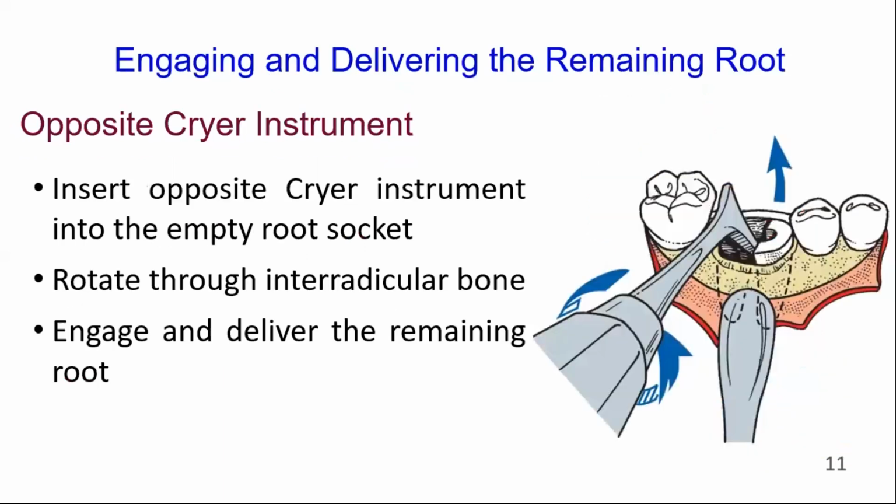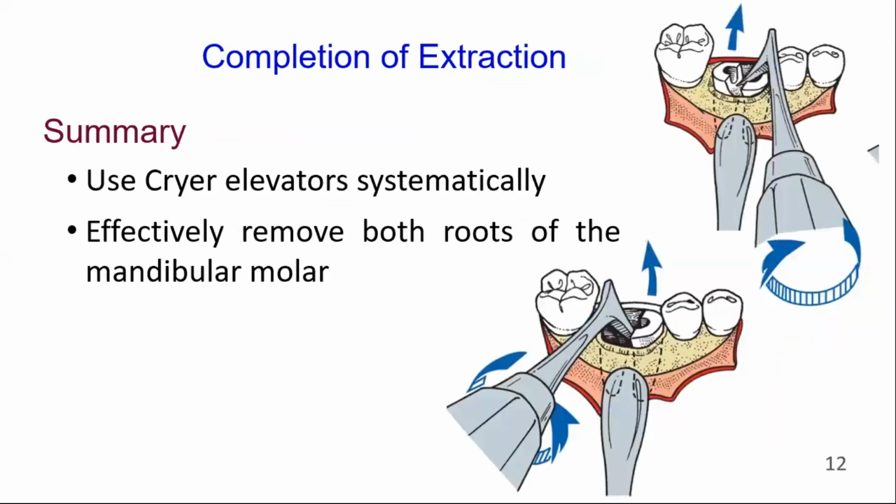The opposite member of the paired Cryer instrument is inserted into the empty socket and rotated through the interradicular bone to engage and deliver the remaining root. Using the paired Cryer instrument allows for effective engagement and removal of the remaining root by utilizing the interradicular bone for leverage. This figure shows the opposite Cryer elevator engaging the remaining root to deliver it with the same type of rotational movement as described earlier.